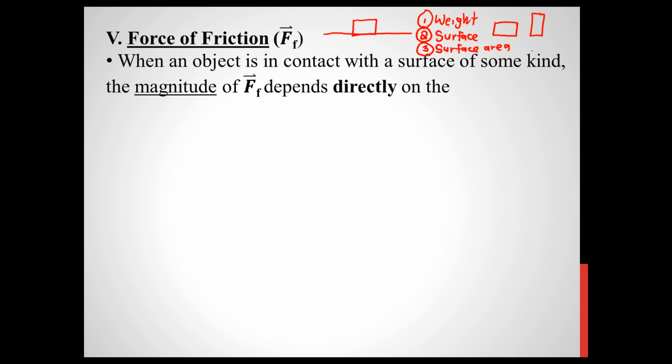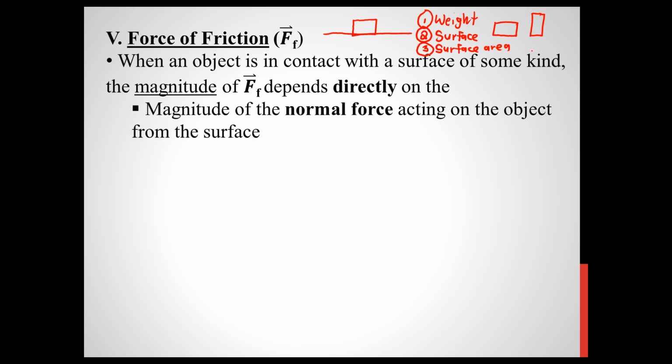The magnitude of the force of friction depends directly, and we'll look at a mathematical equation in a moment, directly on the magnitude of the normal force acting on the object from the surface. I said 1.5 of those three were correct because the normal force is dependent on the weight.